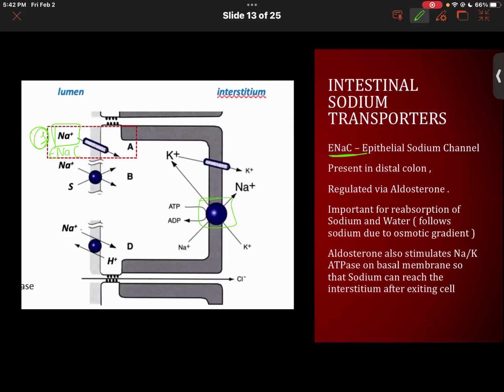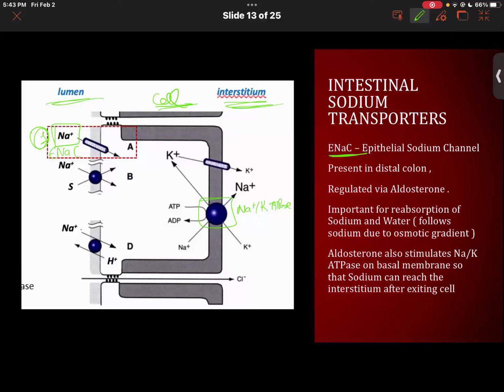So this one is the normal sodium-potassium ATPase that you guys know of. It's present everywhere in the body. This is the lumen, and here's the interstitium. This is the cell of the colon. In the lumen, we have the feces, right? This feces contains water and some electrolytes, and one of these is sodium. So obviously, you want sodium to be reabsorbed. You don't want it to be excreted in a large amount.